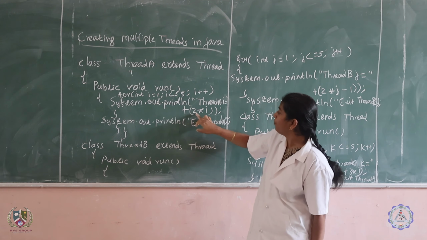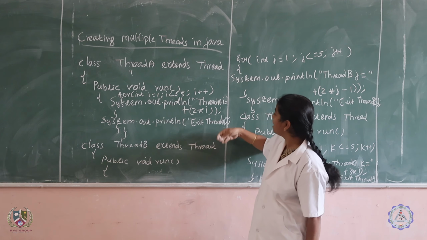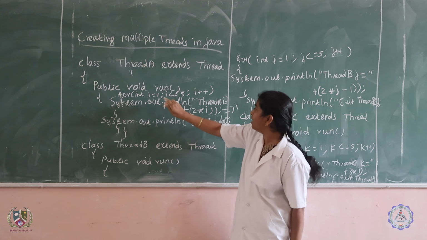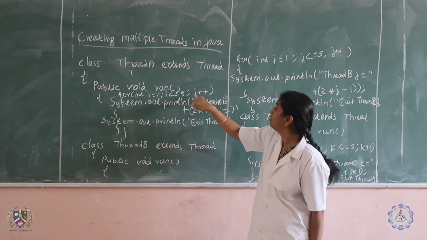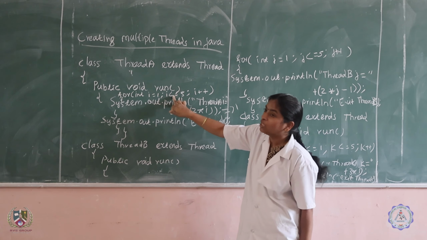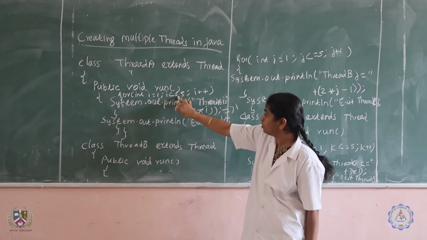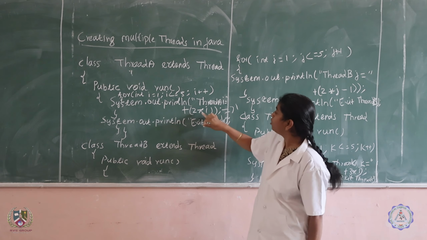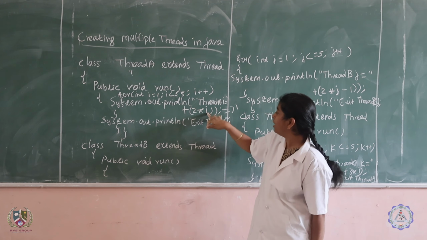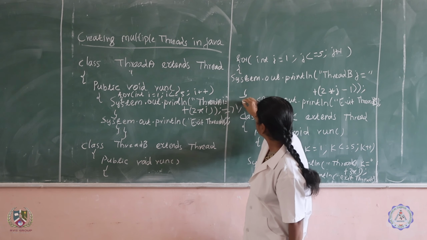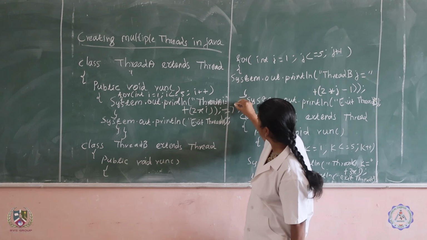1 into 1 is 1, the first number we are printing. Next, we increment by 1, so i is equal to 2. The condition i less than or equal to 5 is true. Then 2 into 2 is 4.